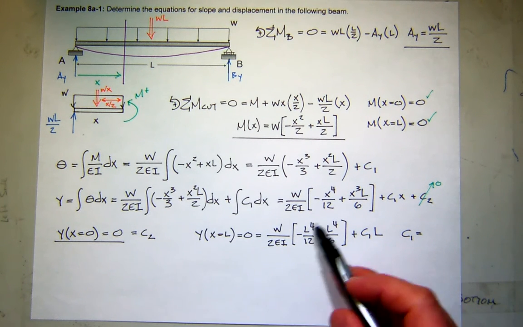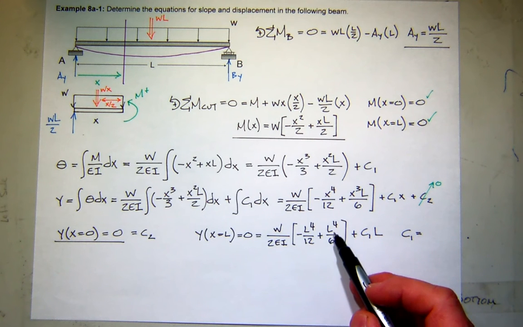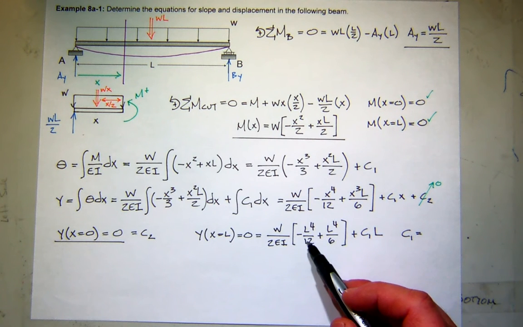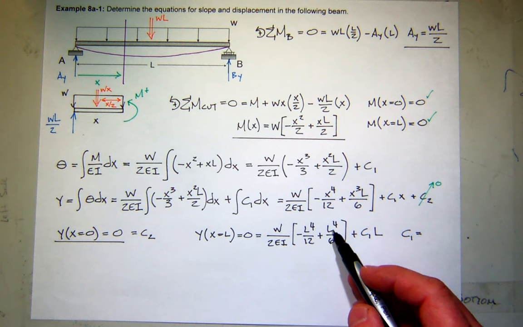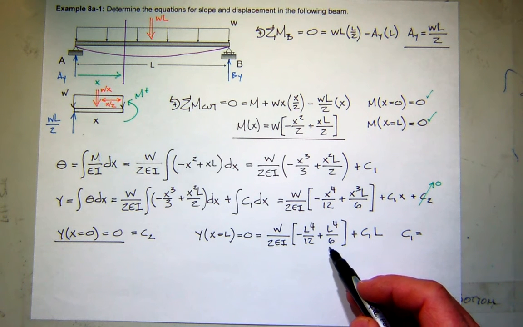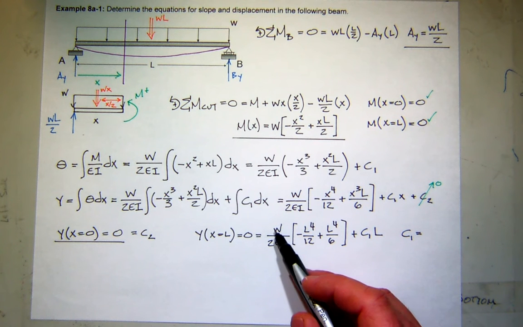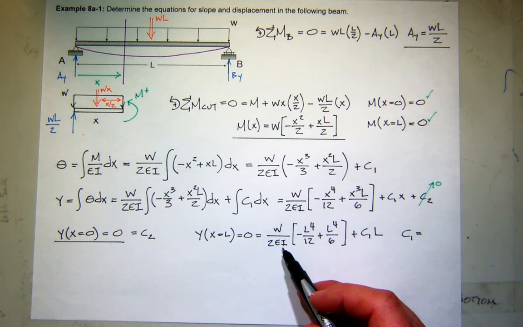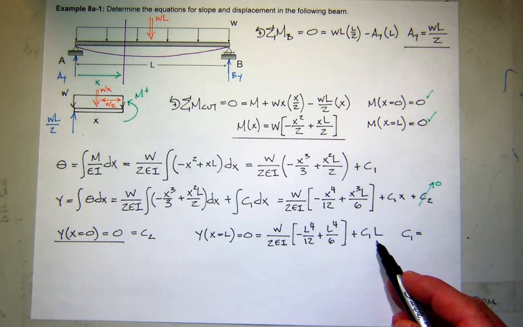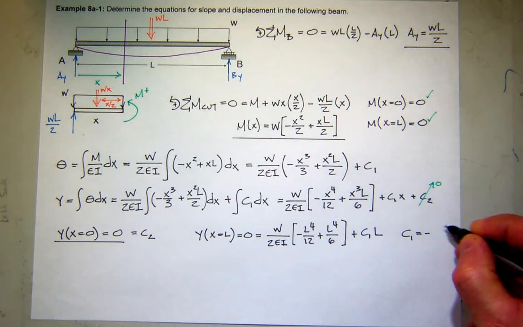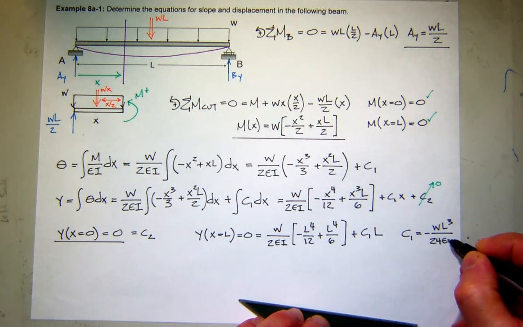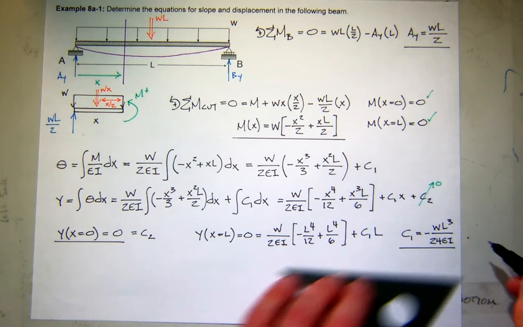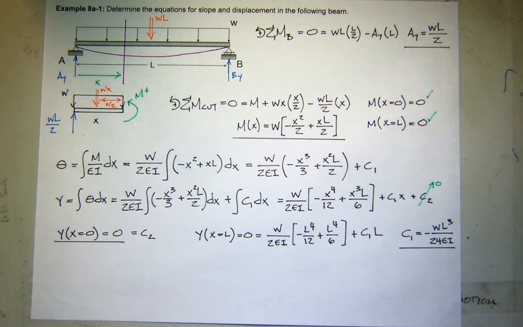So what is this going to be? You've got L to the 4th over 6, L to the 4th over 12. That's 1/6, which is really 2/12. So this becomes L to the 4th divided by 12. If I run that all out here, I get W L to the 4th over 24 EI, and then divide it by L, and move it to the other side. I should get minus WL cubed over 24 EI. Is that right?